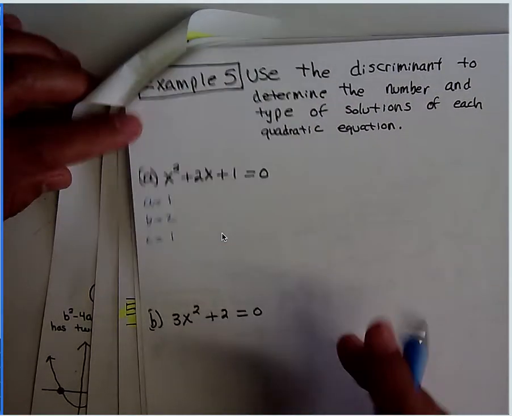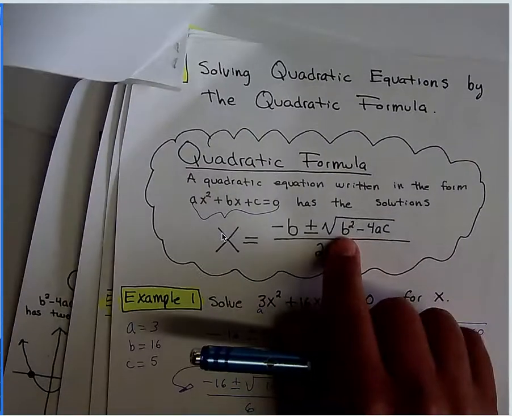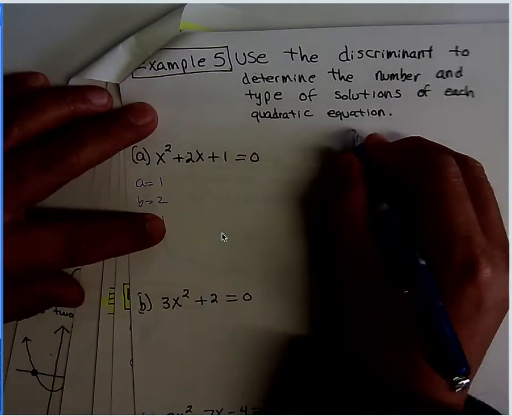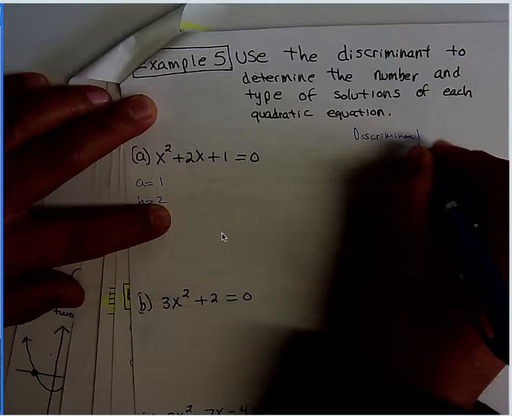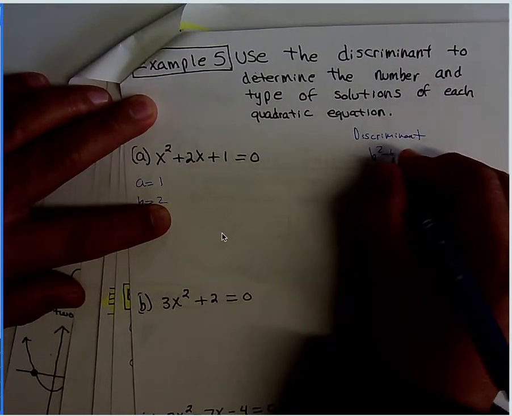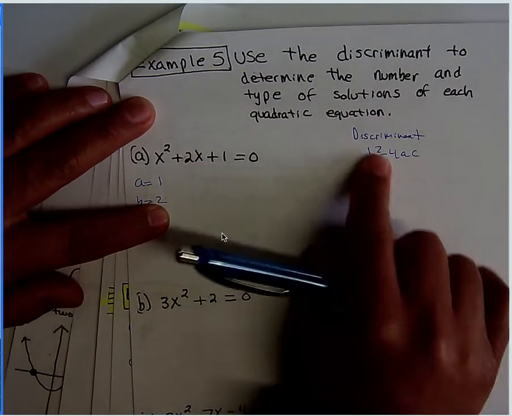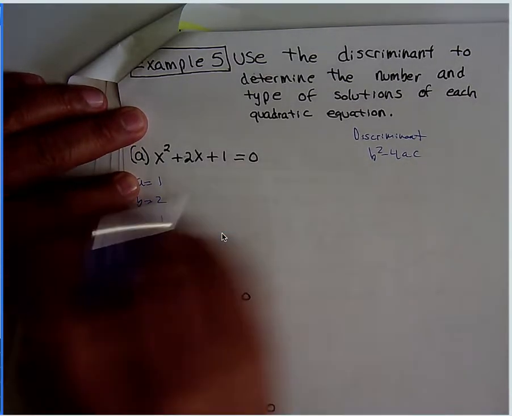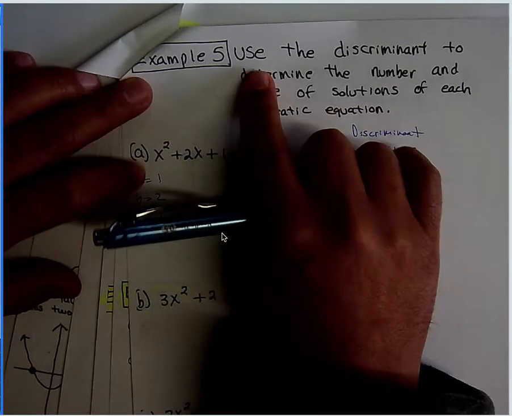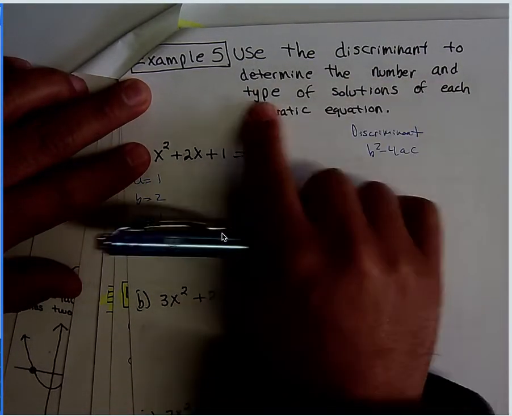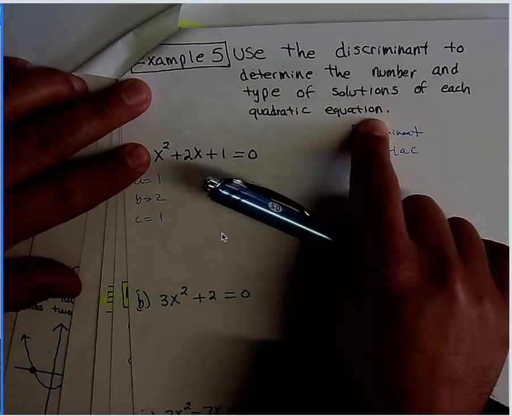Now using the discriminant, which is this part of the quadratic equation, B squared minus 4AC. Based on that table that I just showed you, the positive, 0, and negative, we're going to use the discriminant to determine the number and type of solutions of each quadratic equation.